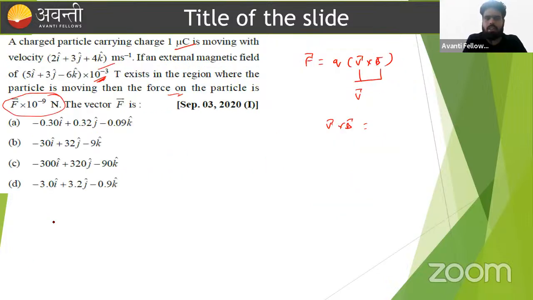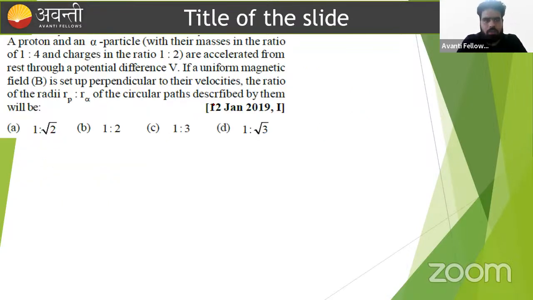Sir, what is the answer here? This is a homework problem for you guys. Just find out the B cross B vector here and put in the value of charge, and by similarity we will get the answer. You can solve this. This is again a very important article; such types of problems are asked again and again.